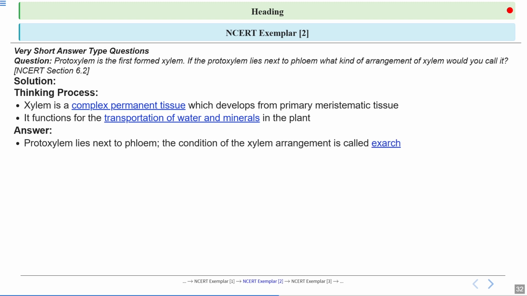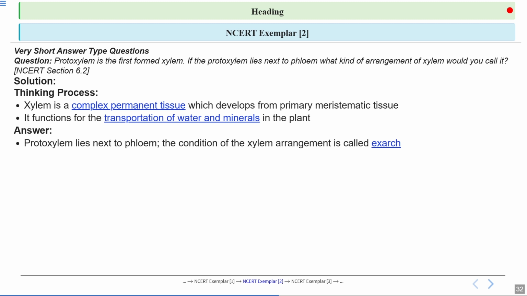Protoxylem lies next to the phloem. The condition of the xylem arrangement is called exarch. Remember, the condition exarch and endarch is related to the protoxylem. It is not related to the metaxylem.